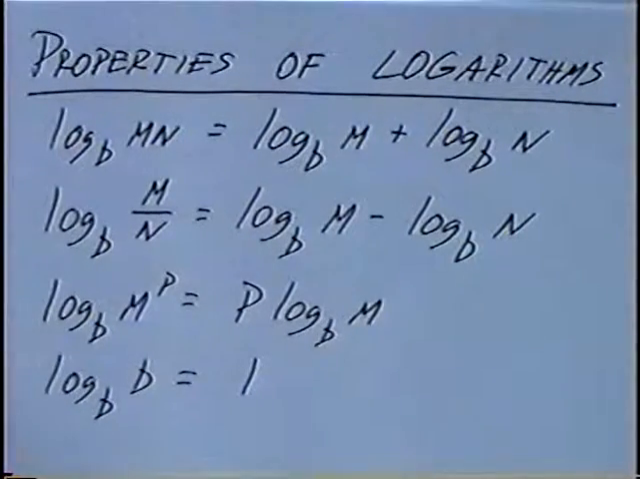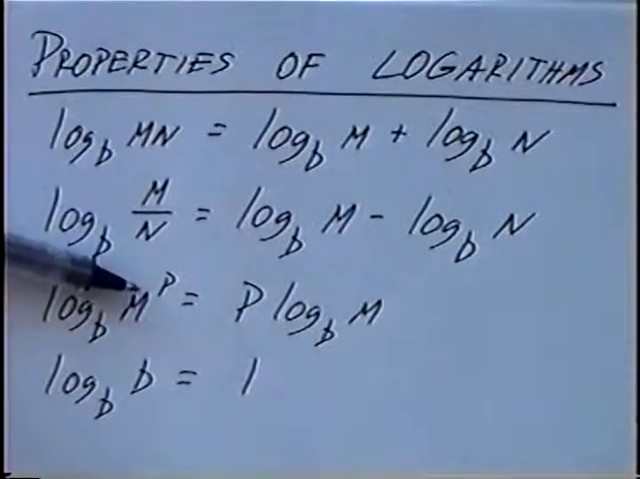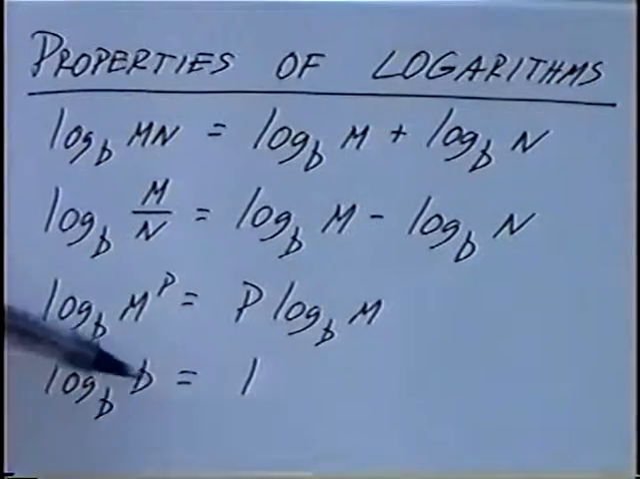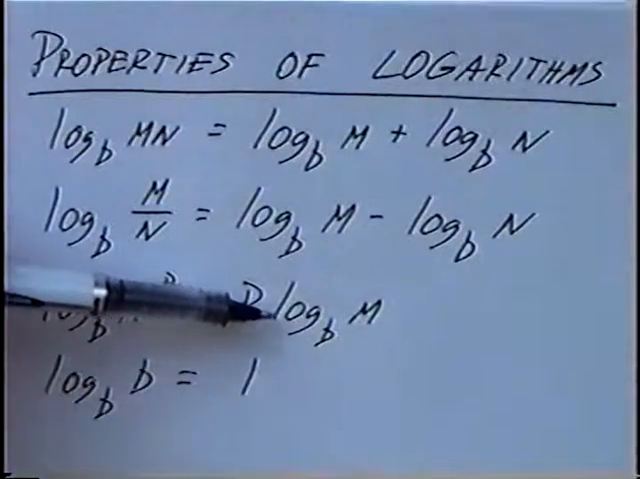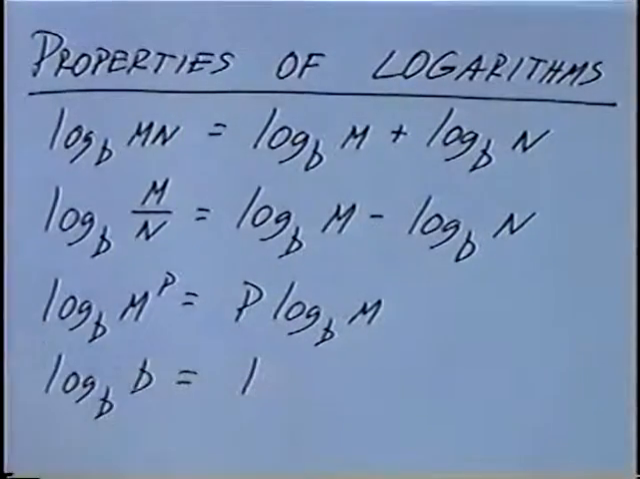The third property involves exponents. If you have an exponent inside the logarithm, we can actually bring that exponent to the outside, and we'll be multiplying p times log m with the original base of b.